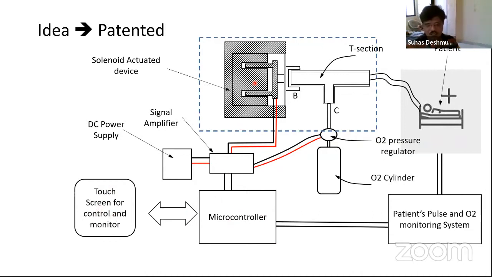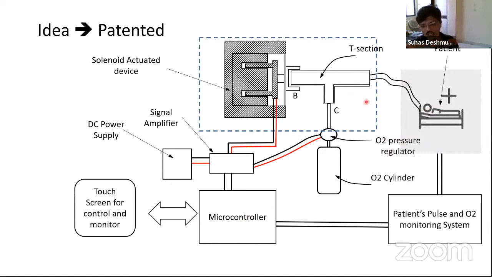And this decision maker is now connected with a solenoid type of actuator device, which will switch the section on and off. This is a T section normally used for switching the on and off of the oxygen content into the human body. So this is an oxygen cylinder.